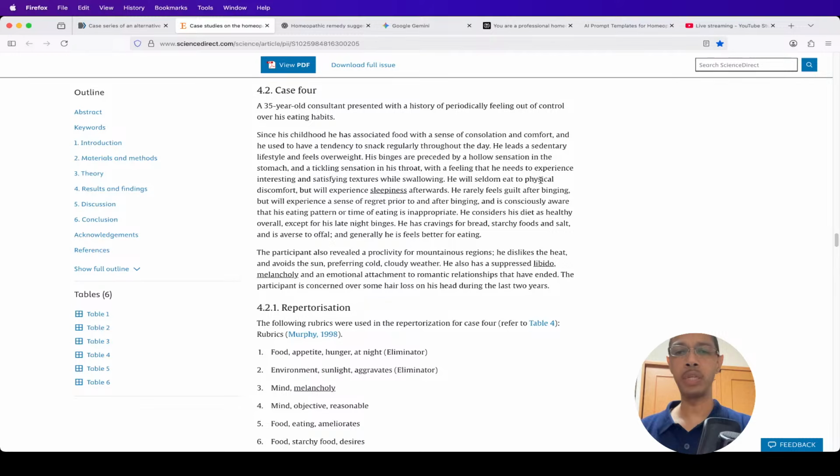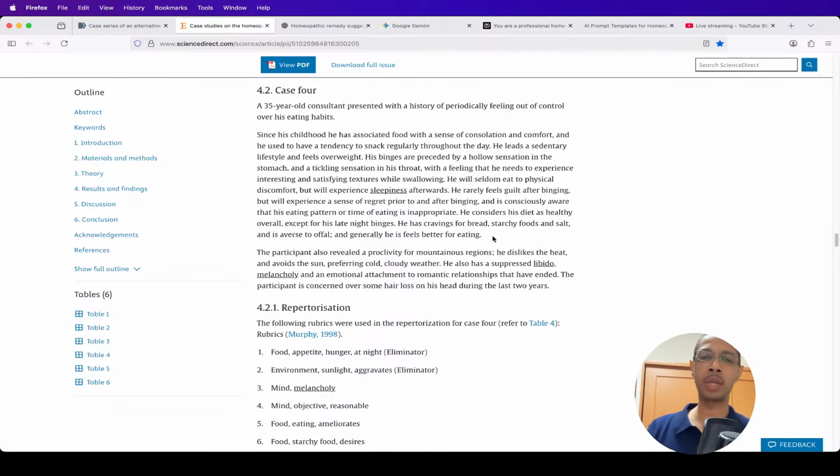So he'll seldom eat to physical discomfort, but will experience sleepiness afterwards. He rarely feels guilt after binging, but will experience a sense of regret prior to and after binging, and is consciously aware that his eating pattern or time of eating is inappropriate. And he considers his diet as healthy overall, except for his late night binges. And he has cravings for bread, starchy foods, salt, averse to offal, and generally he feels better after eating.